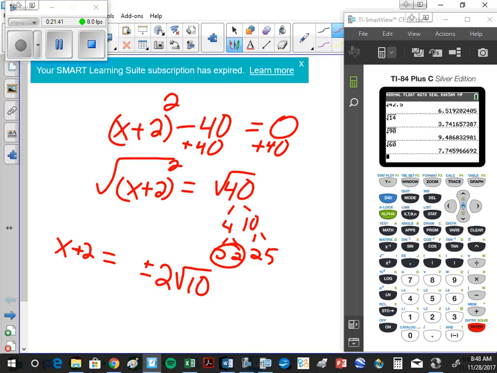Does everybody follow that? Yeah? Now I need to move the 2 over using subtraction, and the 2 is going to land in front of the plus or minus. Subtract 2 here, and those cancel, and subtract 2, and my answer is negative 2 plus or minus 2 root 10.